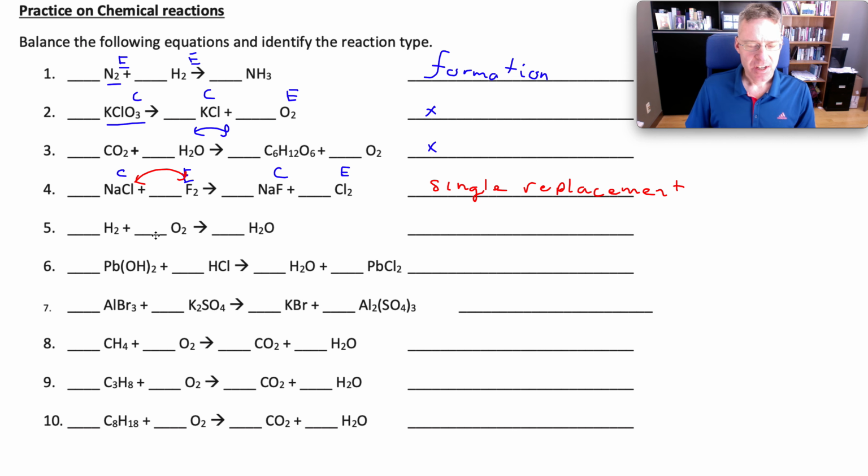Next, number 5 looks just like number 1. We have the elemental form of hydrogen. We have the elemental form of oxygen. Only one element in this molecule, only one element in this molecule. So we call those the elemental forms, and they make a compound. So this is another formation.